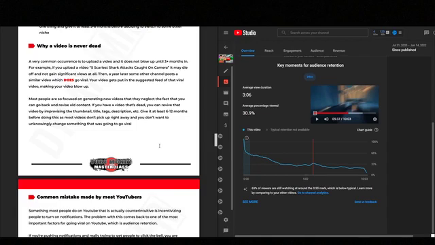And most people are so focused on generating new videos that they neglect the fact that you can go back and revise old content. Look at Mr. Beast, the most popular YouTuber of all time. He very recently went back and changed the thumbnails on hundreds of his old videos, and overnight, just from changing the thumbnails on those videos, his views almost doubled overnight. Just from changing the thumbnails, right?